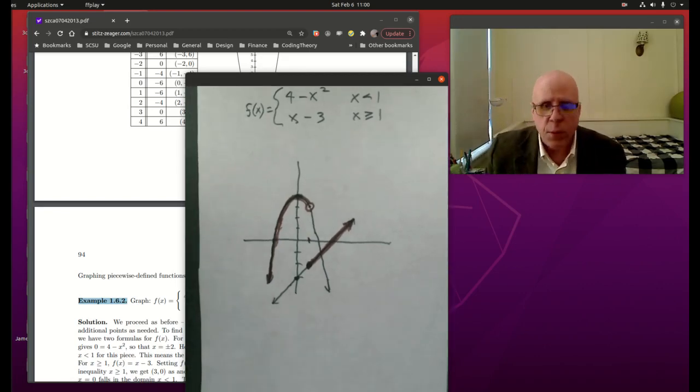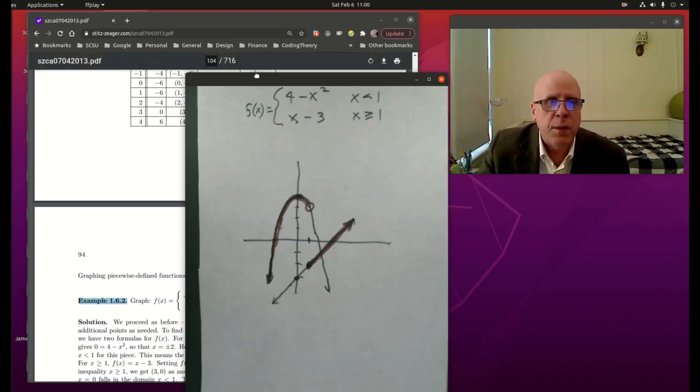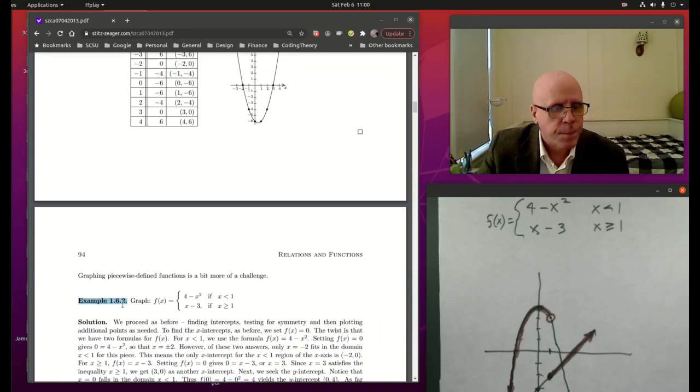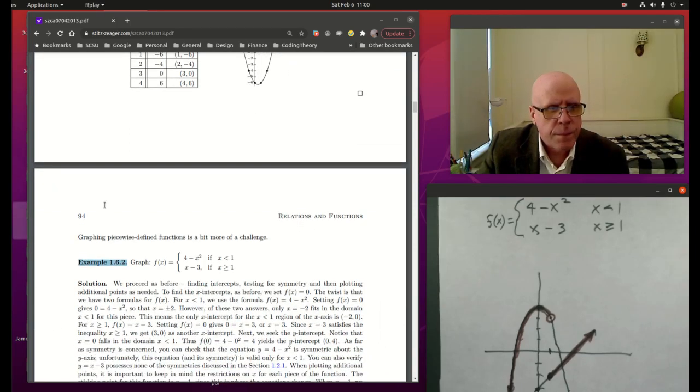All right, let's return to doing this in the modern era and look at what it would be like to do that on Desmos. Did I kill the window that had Desmos in it?